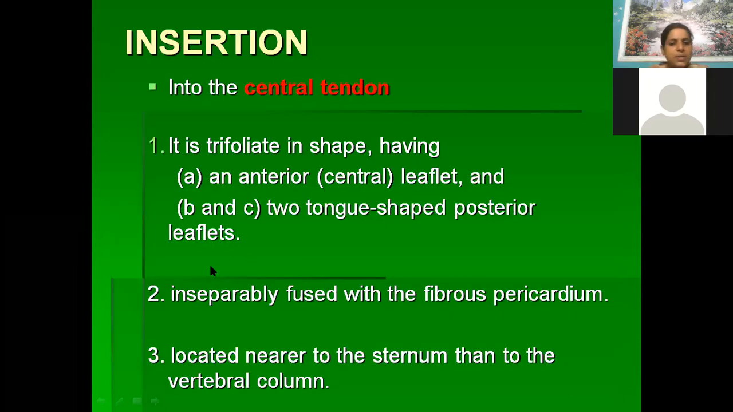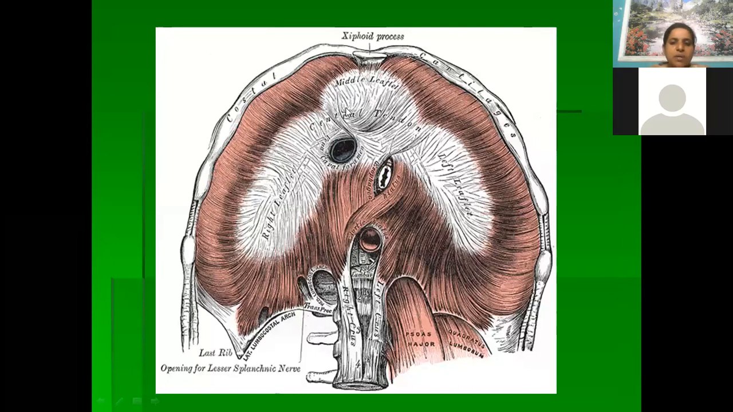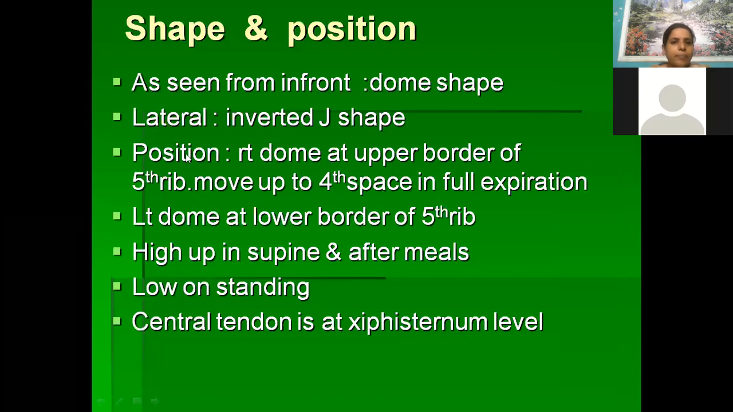Insertion is the central tendon. So this is all central tendon, you can see. It has a middle leaflet towards the xiphoid process, a right leaflet towards the right side of the body, and a left leaflet towards the left side. And in the central area, we have the opening for the inferior vena cava. So the diaphragm is dome shaped. Laterally, it appears as though it is inverted J shaped.